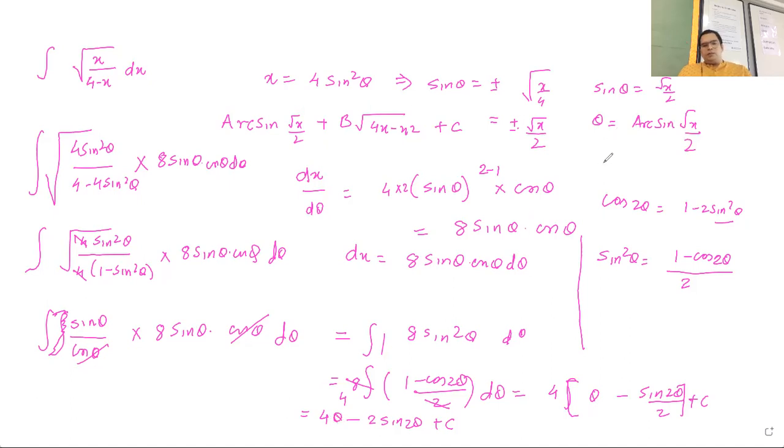And now the hurdle is to substitute for sine 2 theta. So sine theta we got is root x upon 2. First, what we're going to do is write down the value of sine 2 theta. How do I find out sine 2 theta? Using the double angle once again. So sine 2 theta is 2 sine theta times cos theta.